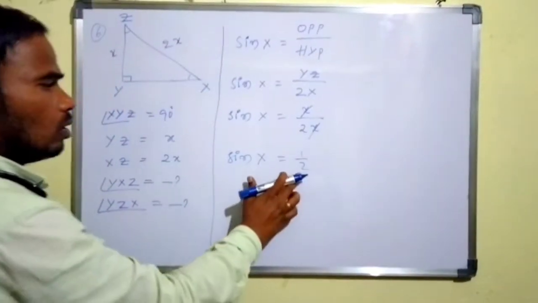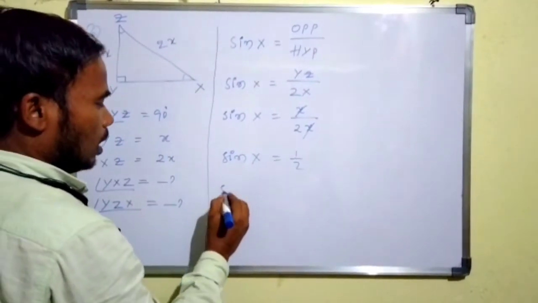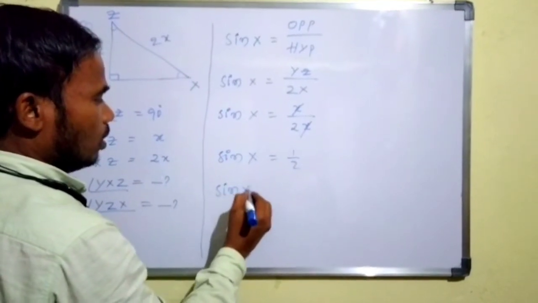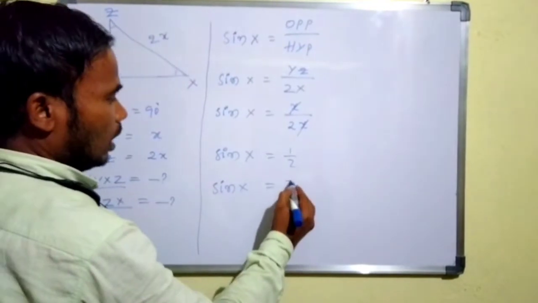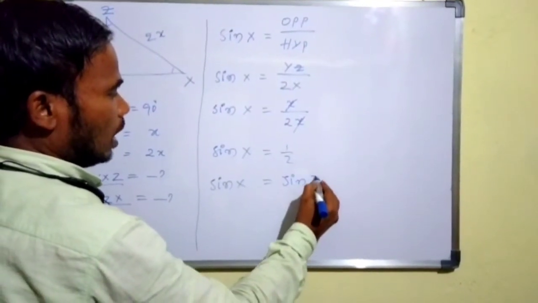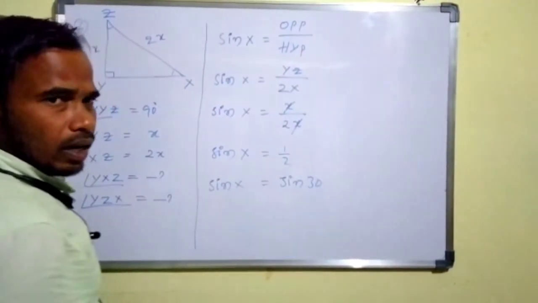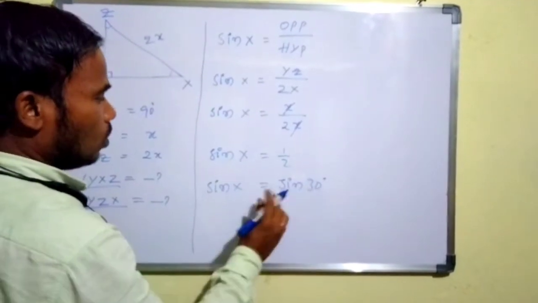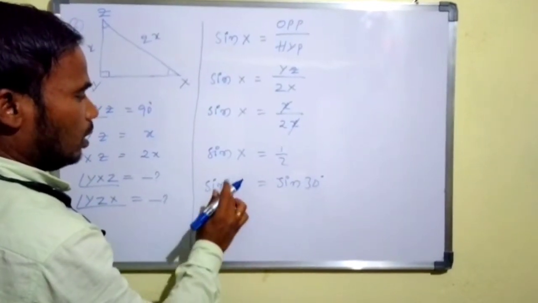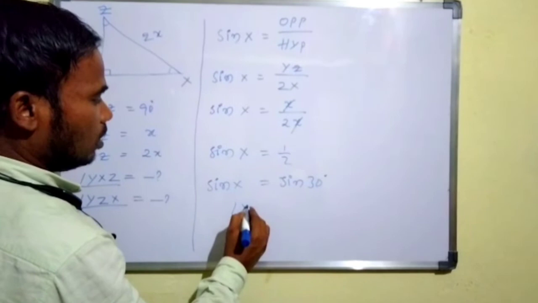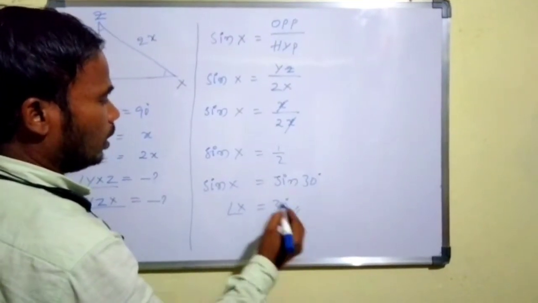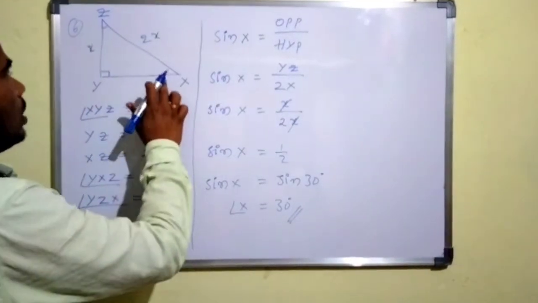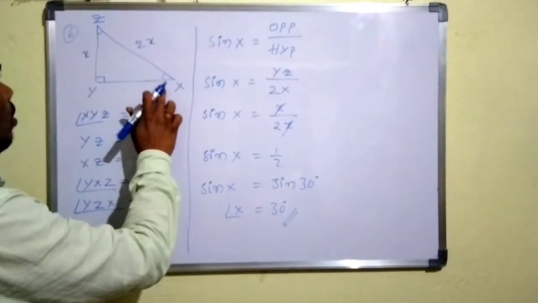Sin X value is 1 by 2. Sin 30 value is exactly 1 by 2. So here sin X and sin 30 are the same, which means angle X is equal to 30 degrees. So X is equal to 30 degrees, we got it.